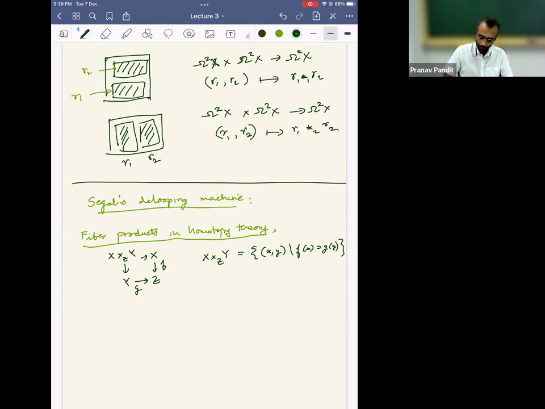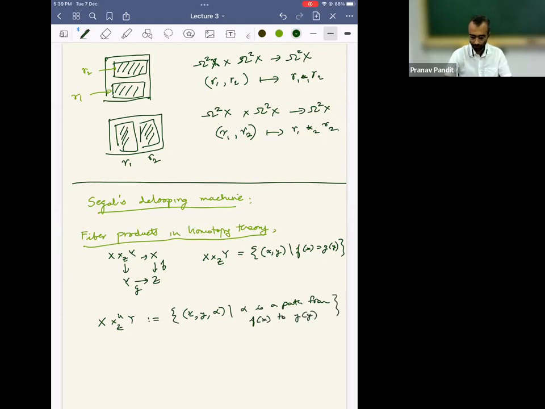Now, how should I change this if I'm doing homotopy theory? I should replace the equality f of x equals g of y by an isomorphism of f of x with g of y, or in other words, a path from f of x to g of y. So the homotopy fiber product of the same diagram is a set of triples x, y, alpha, where alpha is a path from f of x to g of y.